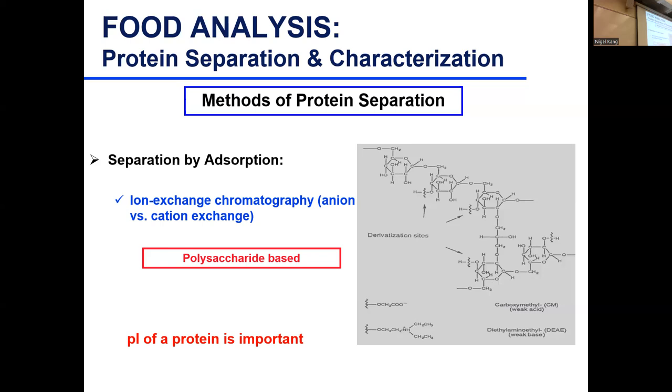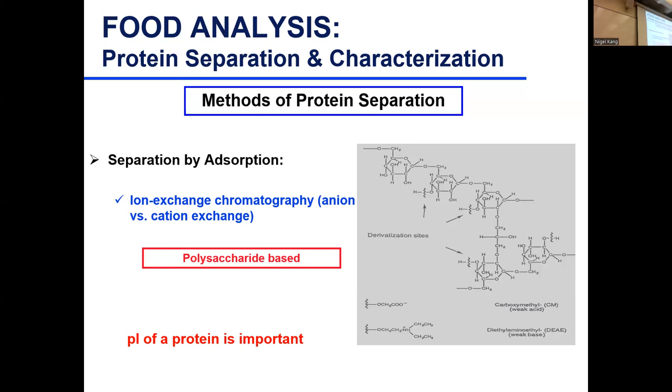Buffer has negative charge, phosphate buffer at pH 7. And then you have your protein. Protein should have the same charge as your buffer. Minus. So protein can interact with the groups of your column, an interaction, absorption, a surface phenomenon, okay?